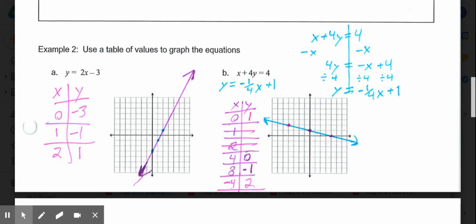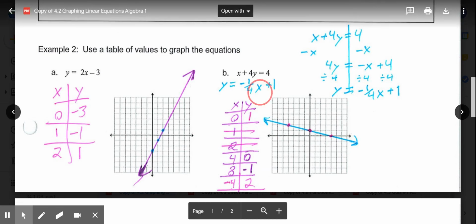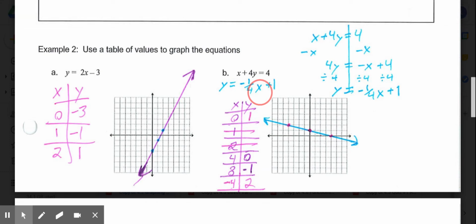So now when I choose my values for x, if I'm dealing with a fraction here, I don't want to graph fractional values. It's okay to do that, I just don't want to deal with it. So when I'm choosing numbers to put in for x, to avoid a fraction, I'm going to choose numbers that can be divided by the denominator of 4. So I don't want to use 1 or 2. I'm going to use 0, 4, and 8.